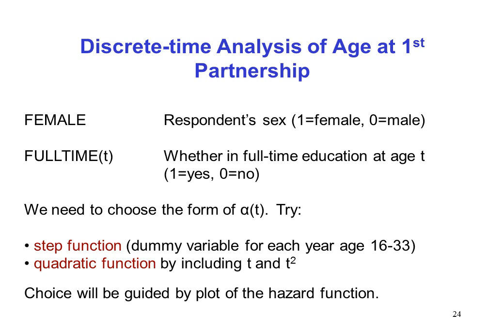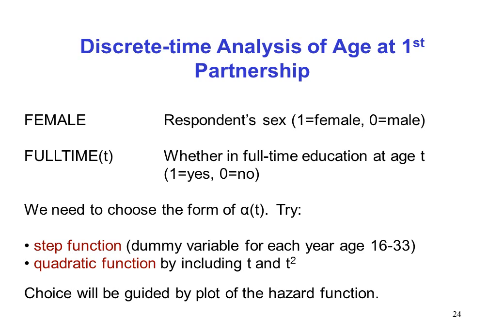All right, so this is just an example of a discrete time analysis. I've got my female dummy in, as I had before, and now I've got a time-varying indicator of whether somebody is in full-time education, yes or no. And in a discrete time approach, you need to choose the form of the baseline hazard function. And two approaches you could try: a step function, that's essentially just treating time as categorical and fitting a dummy variable for each interval or for groups of intervals. Another approach is to fit some kind of polynomial function, so we might fit a quadratic.